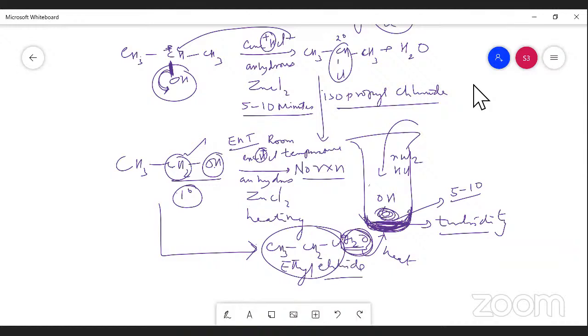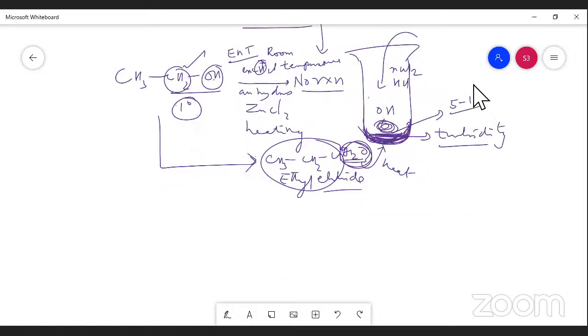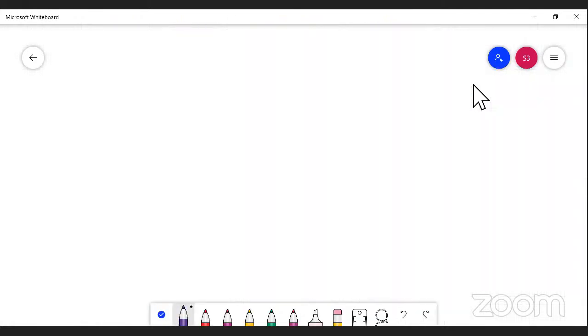Next we are going to see the second method, that is the preparation of tertiary butyl iodide. How do we prepare this tertiary butyl iodide? This tertiary butyl iodide is prepared from a tertiary alcohol.